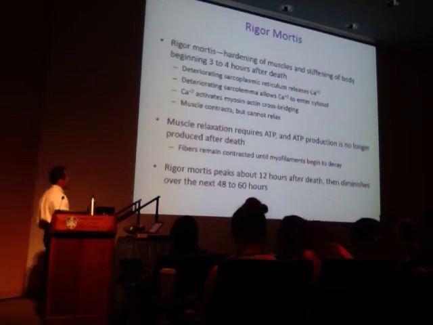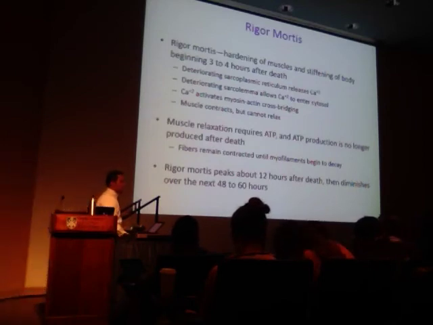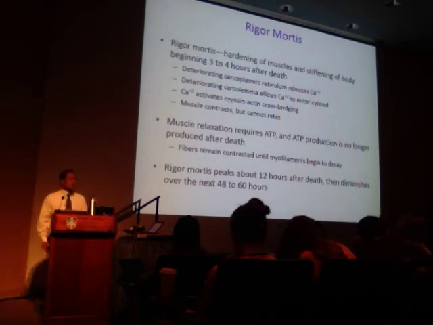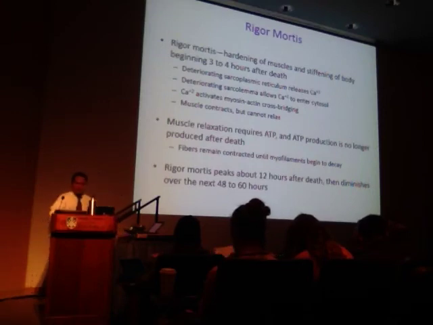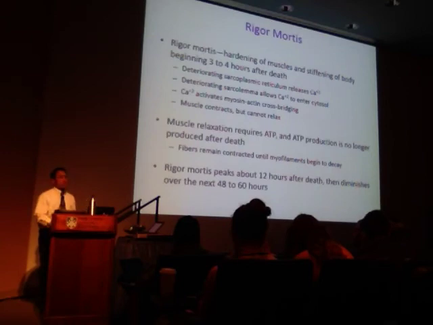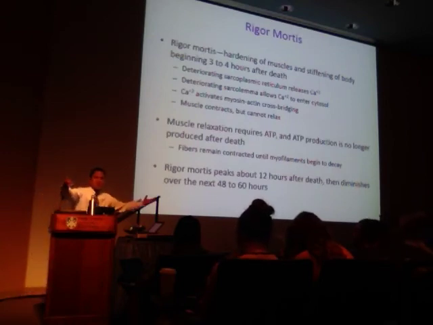This is stiffening or hardening of the muscles post-mortem after death. It begins as early as 3 hours. There's some evidence that it could occur a little bit faster. But 3 to 4 hours is the general window of time. What happens is the tissues start to decay, and as the sarcoplasmic reticulum decays, it just sort of dumps out its calcium.